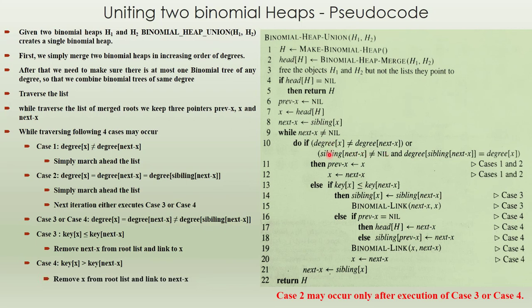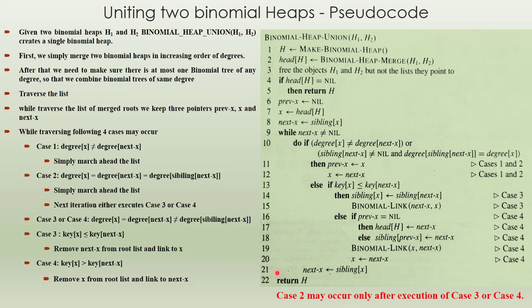So what's the meaning of the second condition? Degree of x will be equal to degree of next x, and also it is equal to degree of sibling of next x. So I think this case 2 condition in the left hand side and the case 2 condition in the right hand side is clear now. So in both the cases what happens? We have to march ahead. That means now x becomes previous of x and next x becomes x.